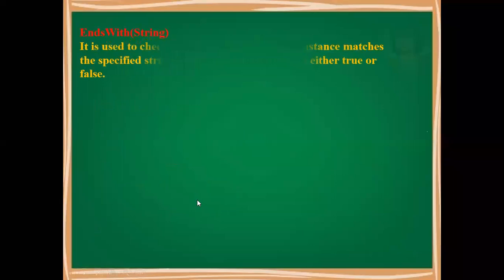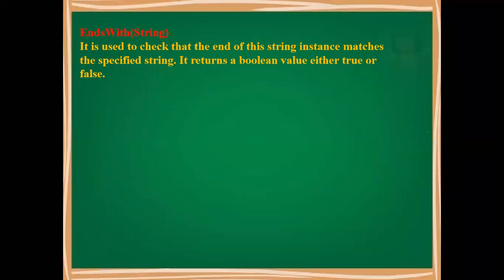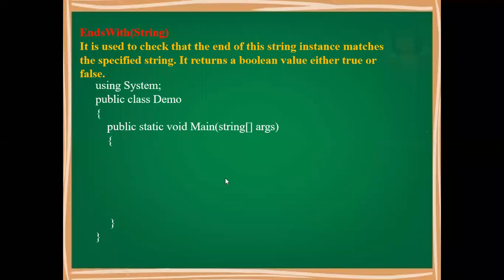EndsWith. This particular method is used to check whether the end of the string instance matches the specified string. You have to check whether that particular string has this word or keyword at its end or not. Obviously, the method is of Boolean type. It will return Boolean true or false depending on whether the thing appears properly or not.